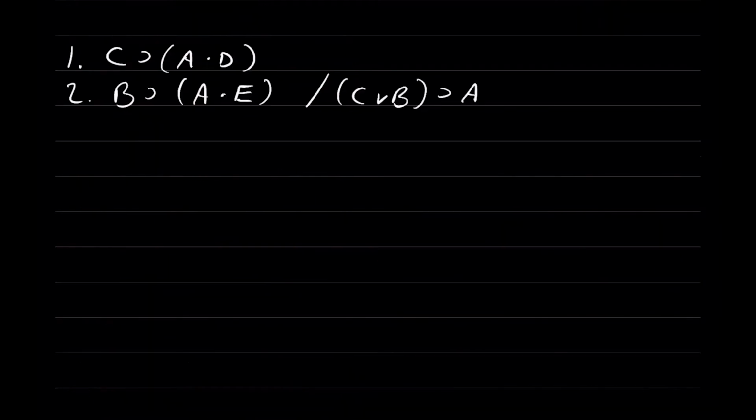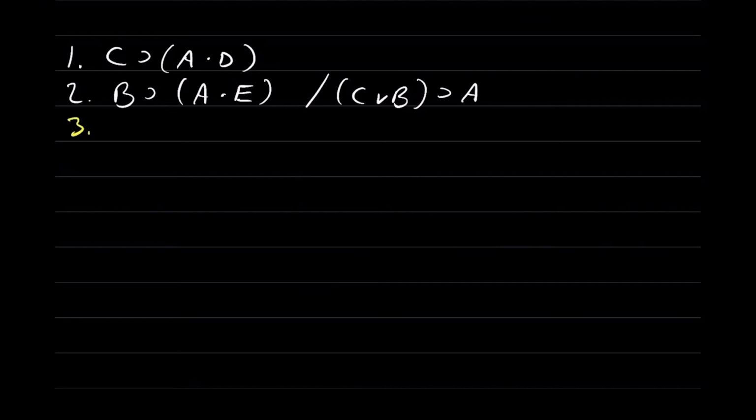In this example, I've got two premises. C implies A and D. Line 2 says B implies A and E. And we're trying to show this conclusion, C or B implies A. I think this is actually simpler than the previous example. What I see is that the conclusion is a conditional. It says, if C or B, then A. So I'm going to try to get this by conditional proof.